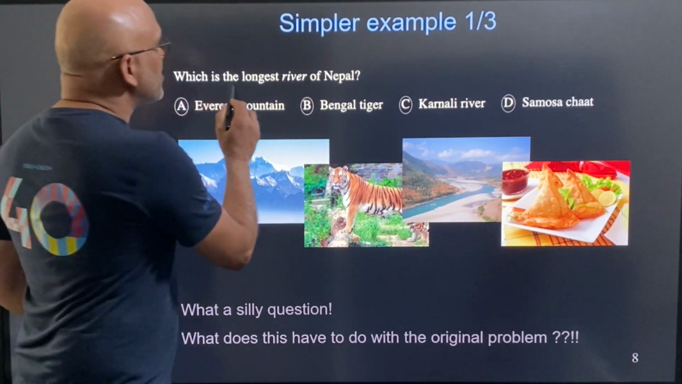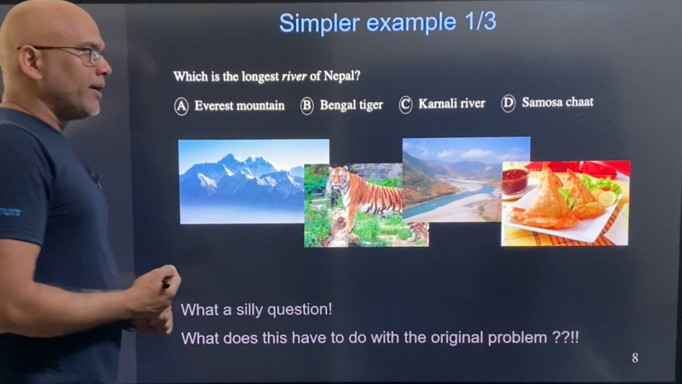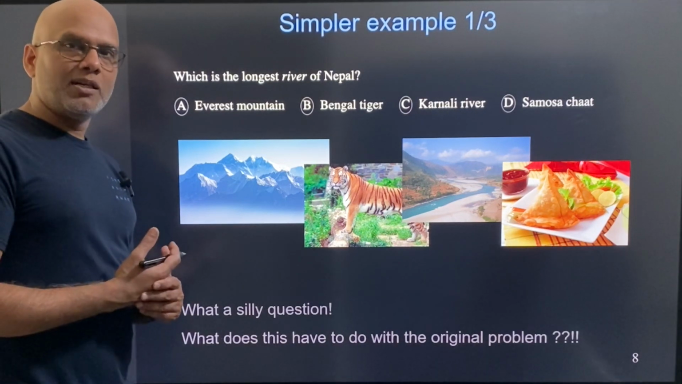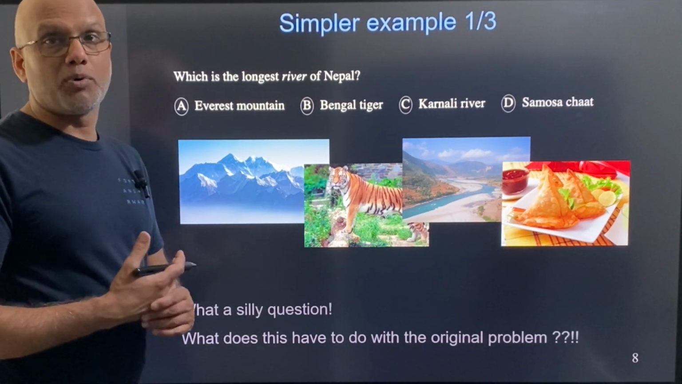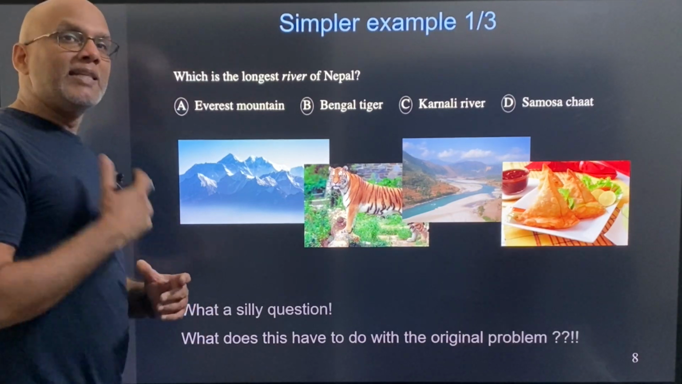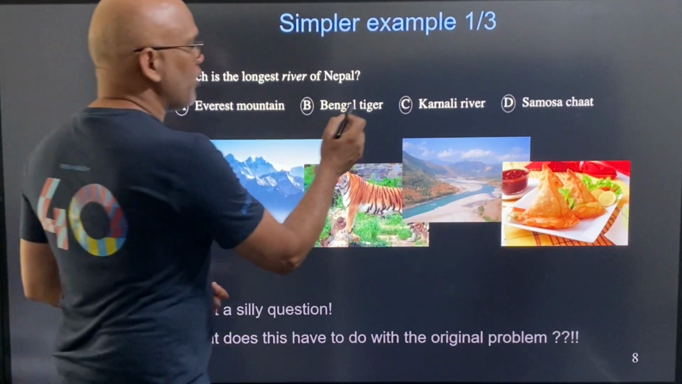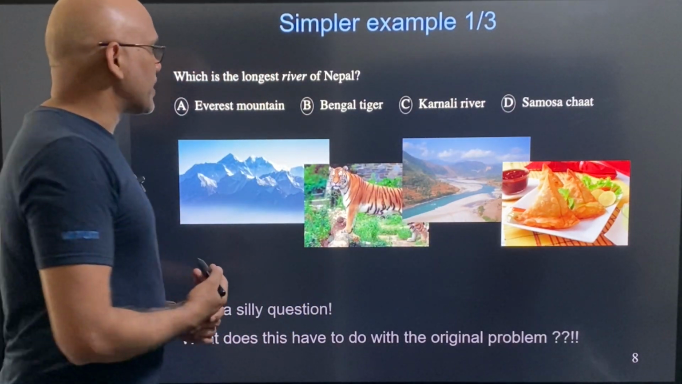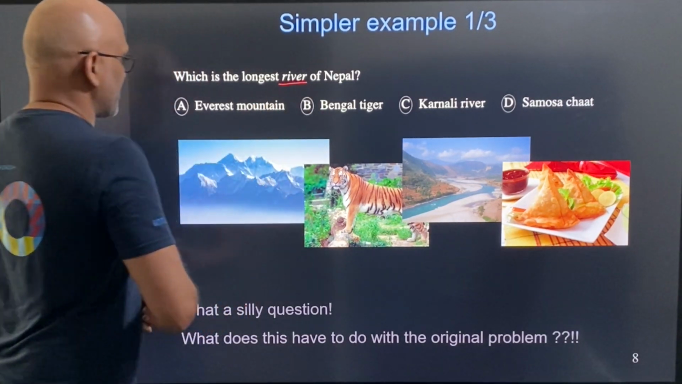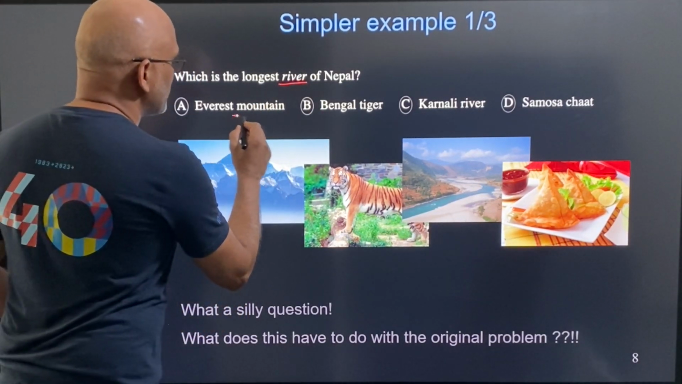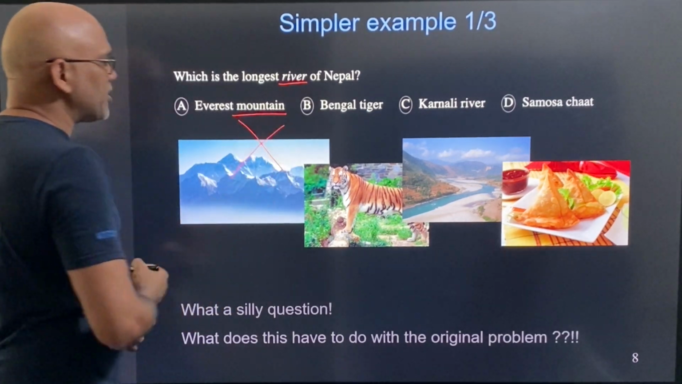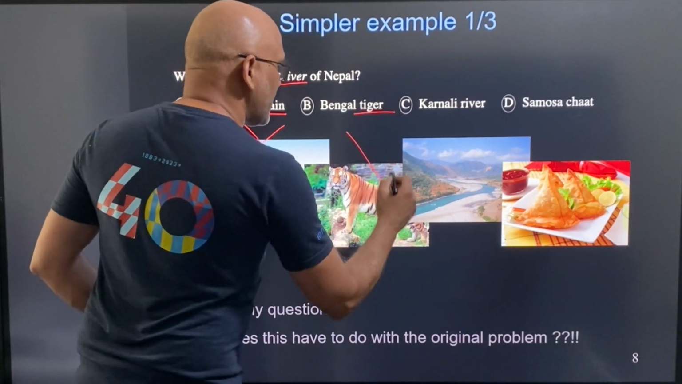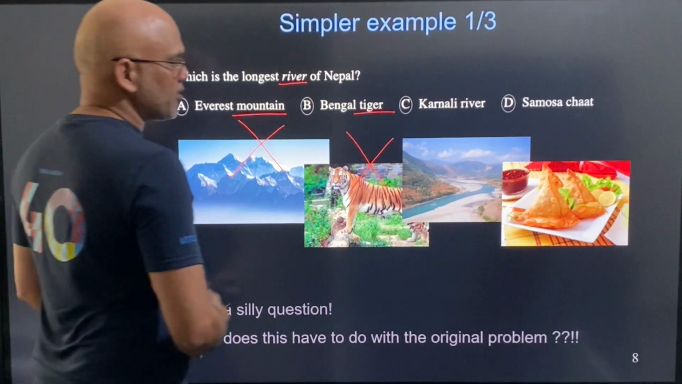The question is, which is the longest river of Nepal? Now, if you are well versed with the geography of Nepal, you may know the answer, but most of us are probably not. So, one intelligent thing to do will be, let's take a look at the choices and use some intelligent logic. It is asking about a river, but the choice says Everest mountain. It is a mountain, so it cannot be the correct choice. It says tiger, but tiger is an animal.